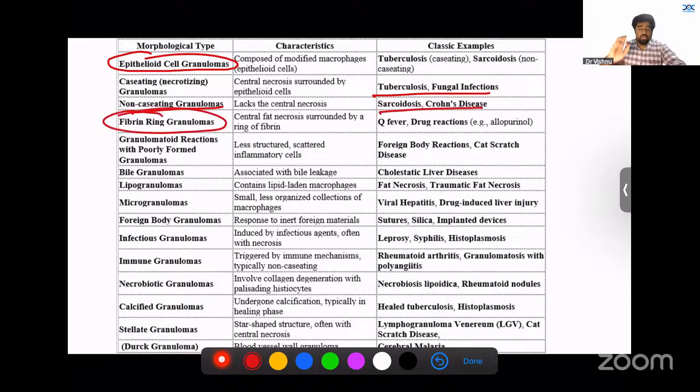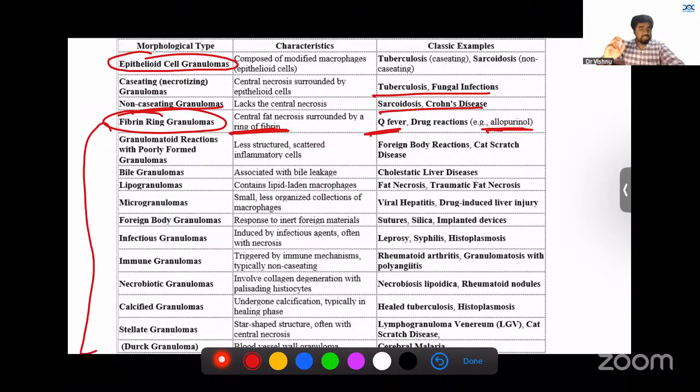Fibrin ring granuloma, what does it mean exactly? That there is a granuloma and surrounding that there is a ring of fibrin. This is what is fibrin ring granuloma. And allopurinol and Coxiella Q fever, both are very, very important. So the rest are also important. You can just go through them.